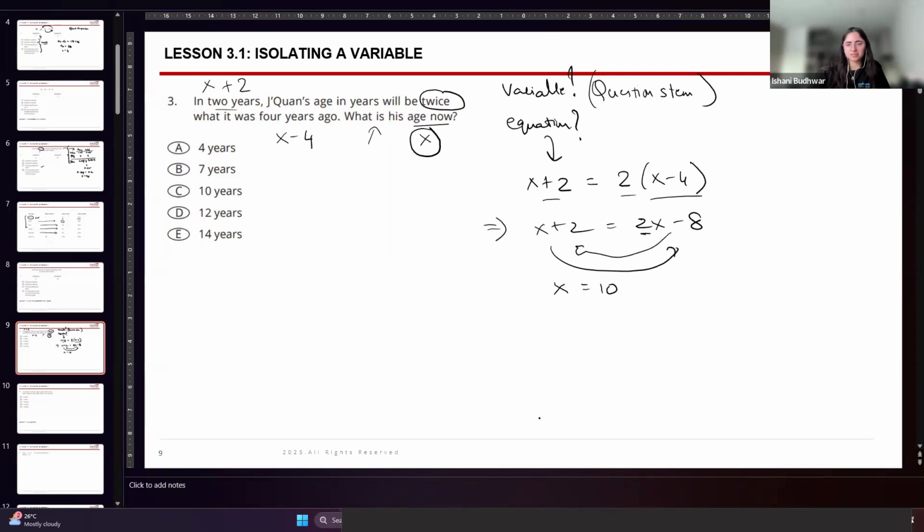the coefficient here is higher than on the LHS. So then I will shift this variable term to the RHS, and I'll shift the constant to the LHS. And we get 10 equal to x. So that's our answer.